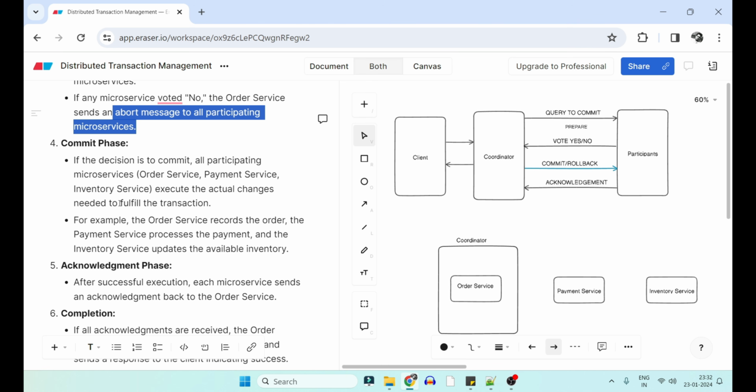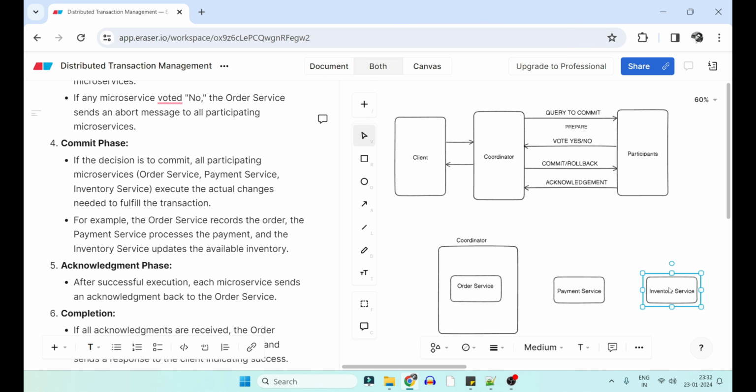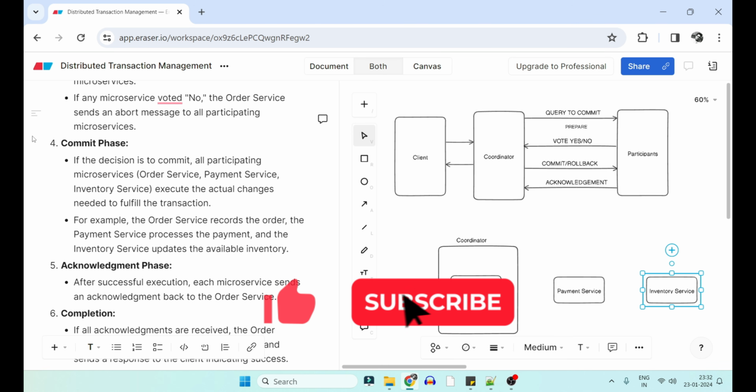And in this phase, the actual changes happen. So you might have kept your inventory reduced by the required quantity, but it is still not committed to the database until the commit phase comes.